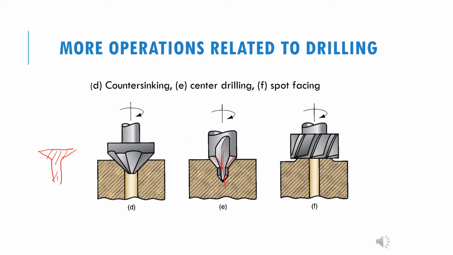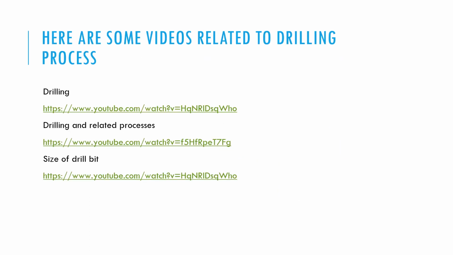Okay, and then we also have spot facing. After the drilling, you might want to have a very clean area over here, or a smooth surface. So spot facing can also be performed on the drilling machine. Here are some videos related to the drilling process. You can look into them, and maybe they can help you to understand more about the drilling process.